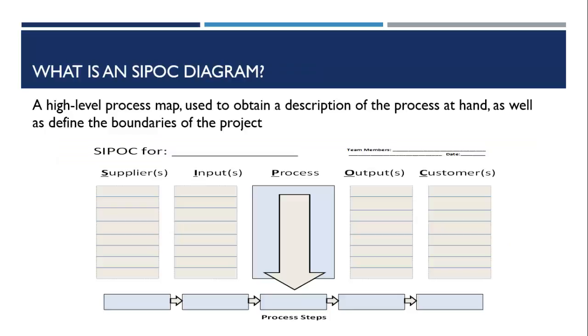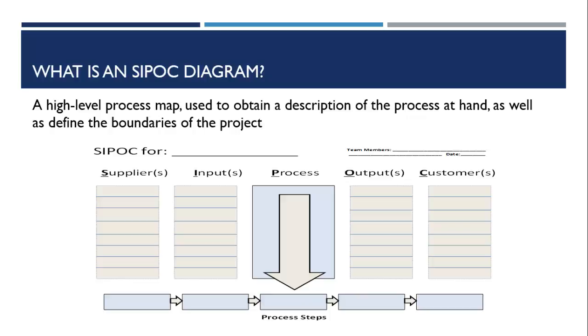What is a SIPOC diagram? A SIPOC, which stands for Suppliers, Inputs, Process, Outputs, and Customers, diagram is a high-level process map used to obtain a description of the process at hand, as well as define the boundaries of the project. The tool is used to identify relevant components or key elements of a process improvement initiative.